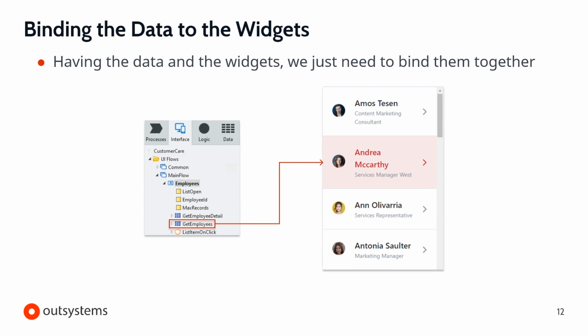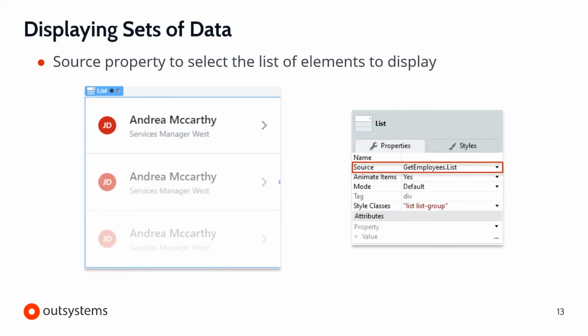Now that we have the data in the widgets, we need to understand how to bind them together, so when the screen renders, the widgets know which data to display. To display sets of data, for instance, with a list or a table, the widgets have a source property, which expects a list with the data to be displayed. Here, we can directly use the result of the aggregate or the output of the data action. In this example, we are using the list result of the getEmployees aggregate.